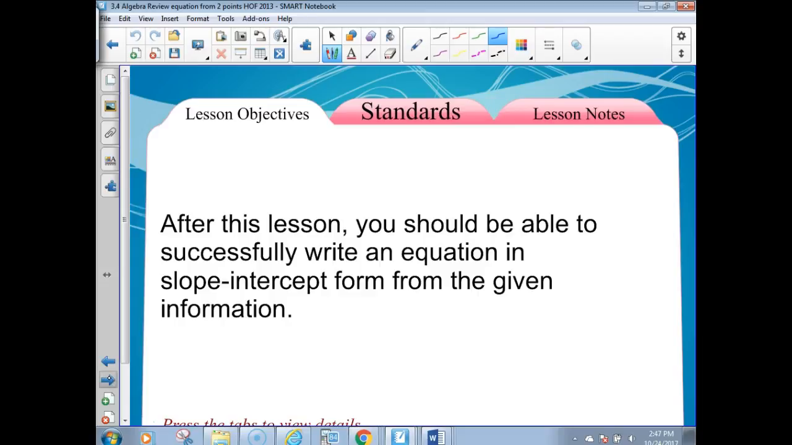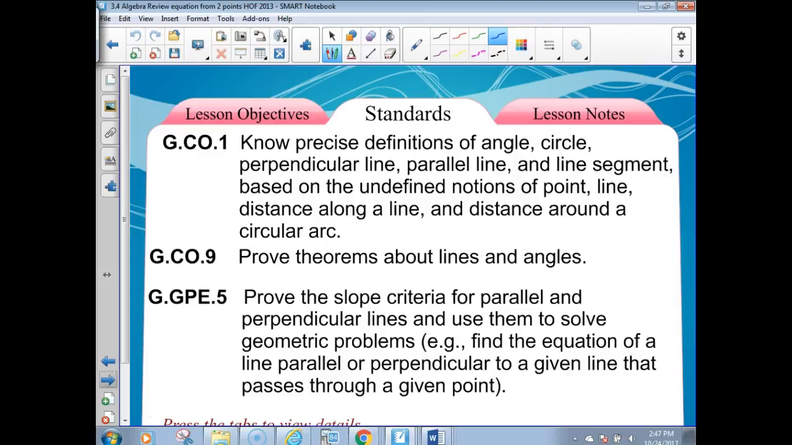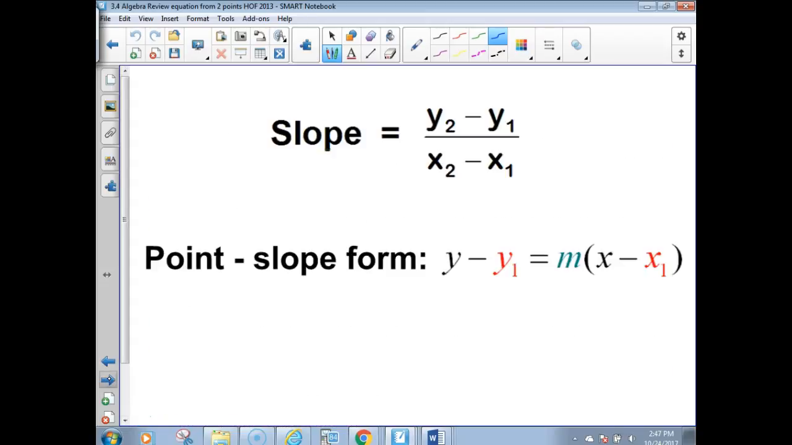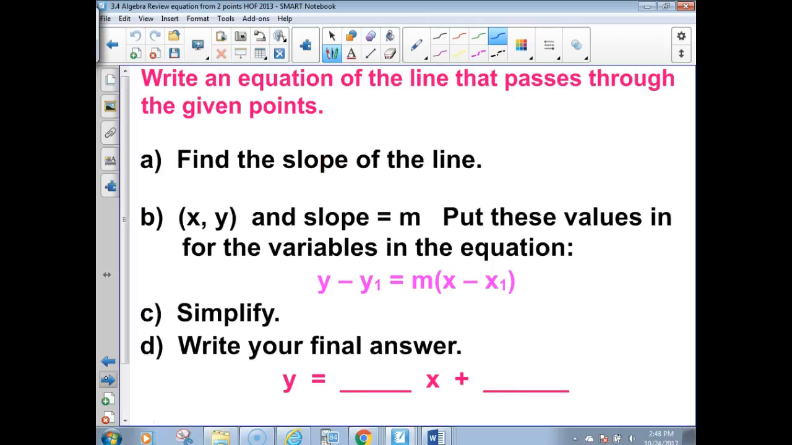After this lesson, you should be able to successfully write an equation in slope-intercept form from the given information. These are the formulas we will be using. Y2 minus Y1, X2 minus X1 on the bottom. Always make sure you're remembering to subtract your Y's on top. Then we use the point slope formula. So we'll pick one of the points to use. So write an equation of a line passing through the given points. First you find the slope, you pick a point and use the slope, pop it into the point slope formula, and then simplify into y equals mx plus b form.